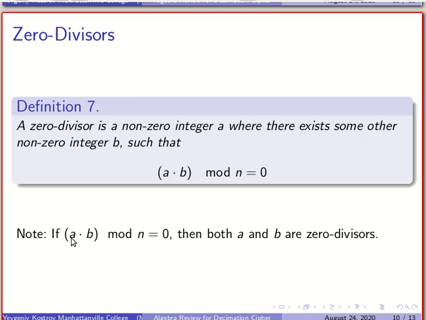We also have to notice that if a times b mod n is 0, and since multiplication is symmetric, meaning a times b is the same as b times a, then a and b are both zero divisors. Not only is a a zero divisor, but b is also a zero divisor, because for b we have a number a such that b times a modulo n is equal to 0, right? We can just write them in opposite order, and it will work too.